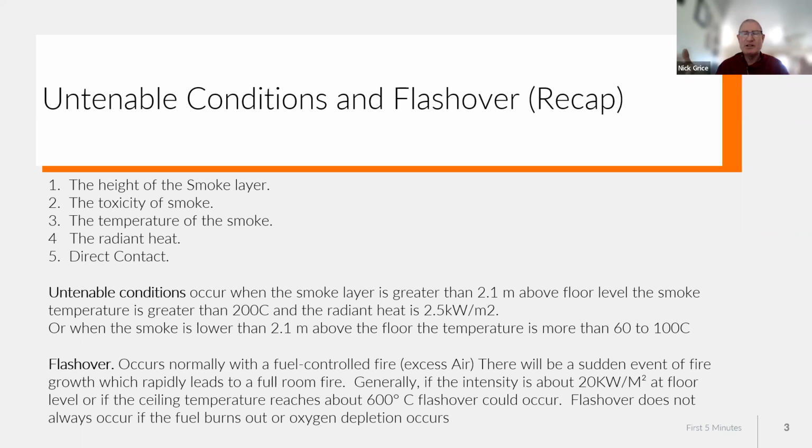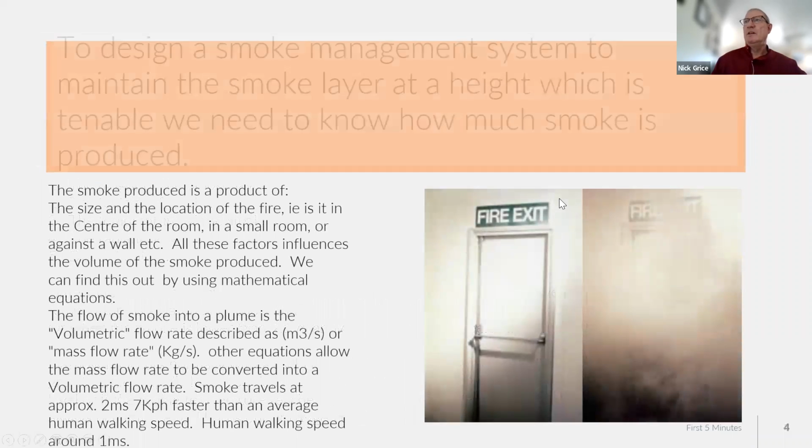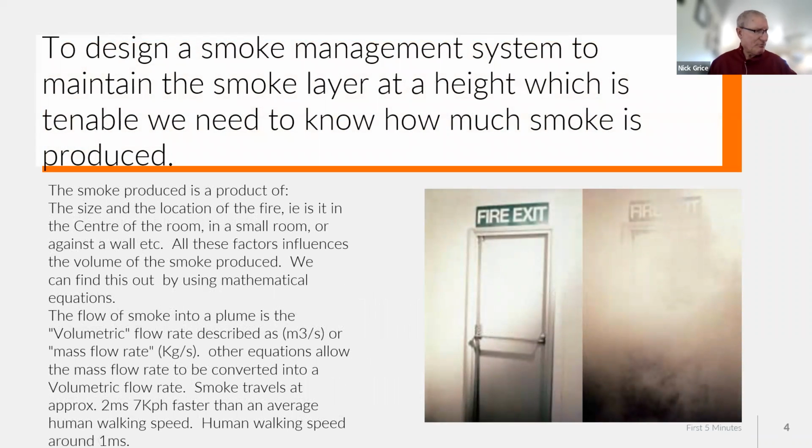They keep tenable levels, so keep the smoke layer height above the 2.1 meters, and obviously keep the temperature down, and prevent flashover happening. So they don't want to build up the smoke and get to that 600 degrees C. You could have 500 people in a room and it would flash over and it will just do everybody. So to design smoke management systems, we've got to maintain the smoke layer level, and we've got to maintain the temperature.